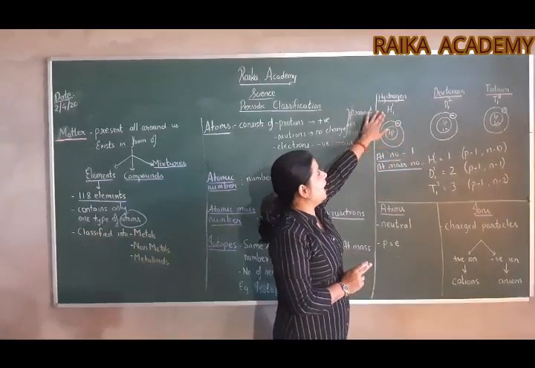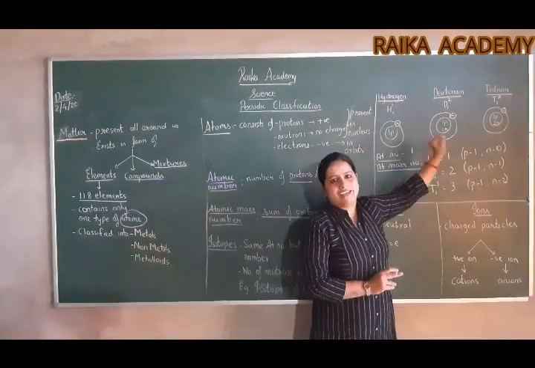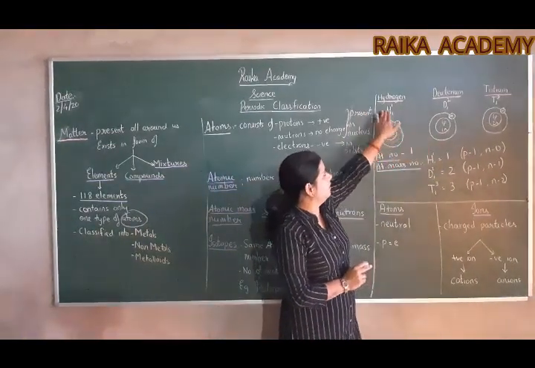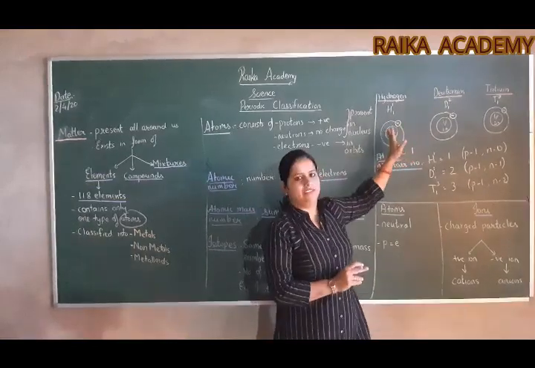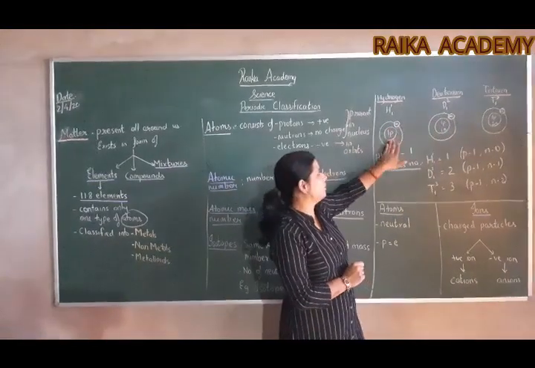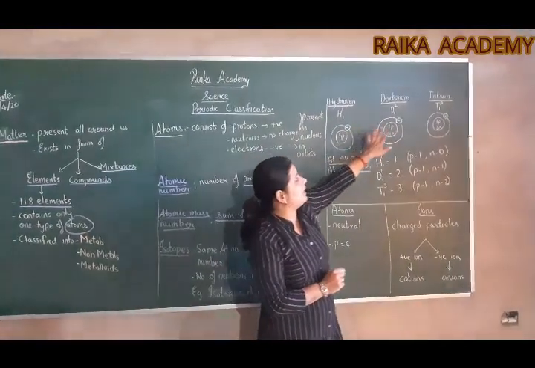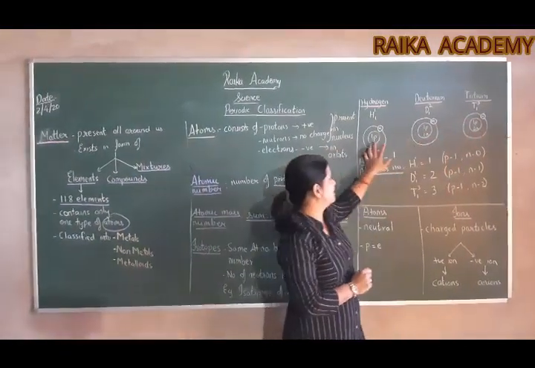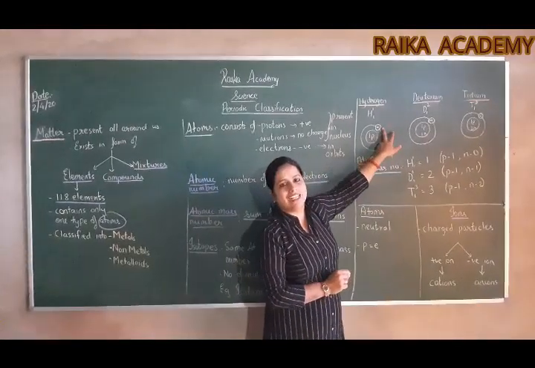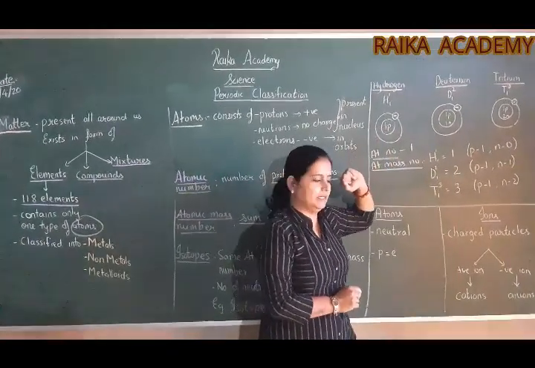If you observe this diagram closely, you will see that the nucleus of all three isotopes has only one proton. Yes, I have written it. And it has one electron in the outermost shell. This is the nucleus and this is the shell in which the electrons are present.